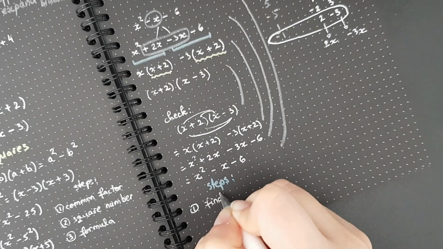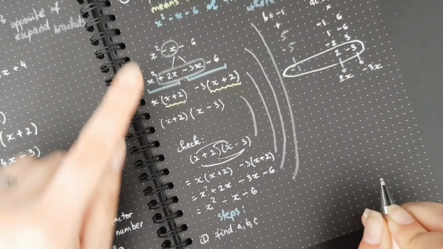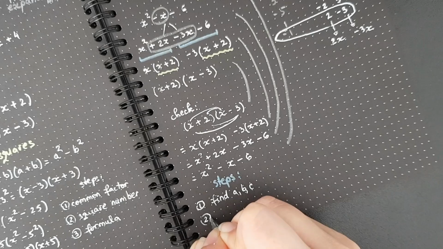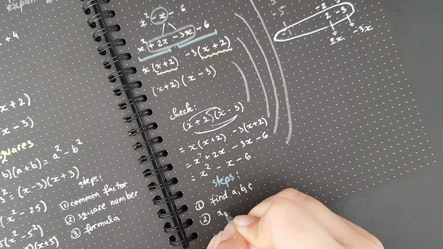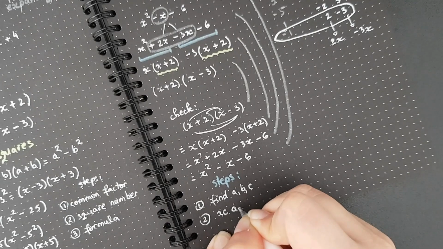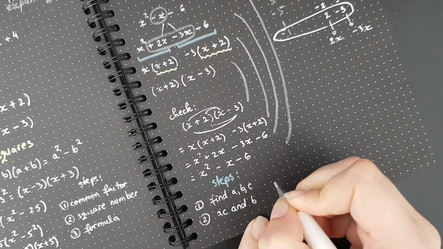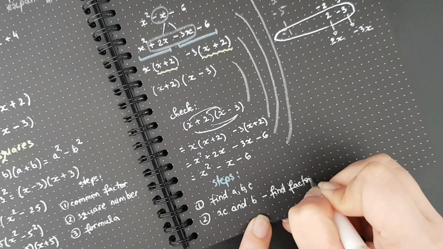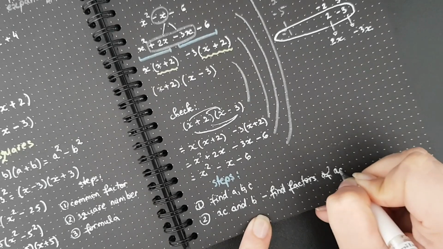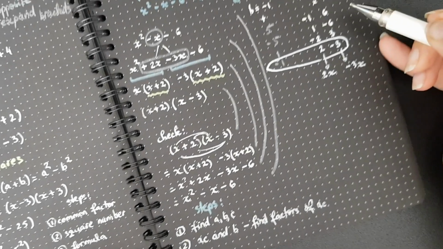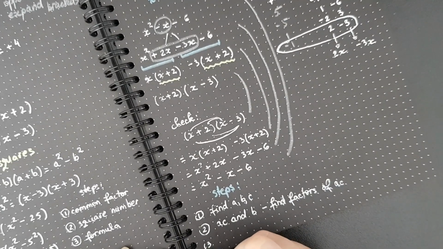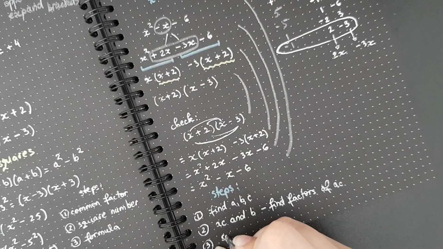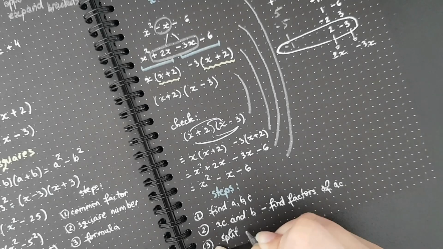So we need to find the A, B, and C, so whatever we have in front of each. And the second bit, I would say we'll look for A, C, and B, and we find factors of AC, because that's what we were looking for on this side. The third step would be split the middle term.